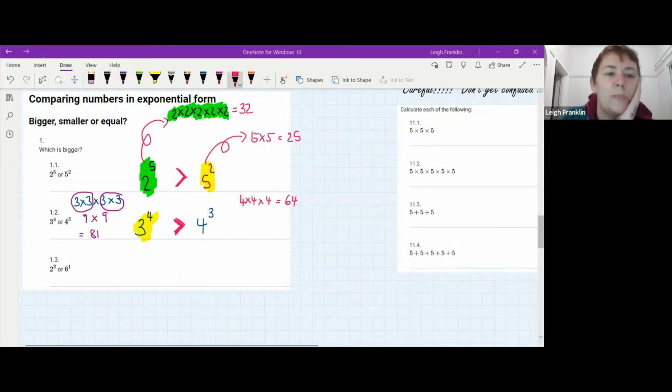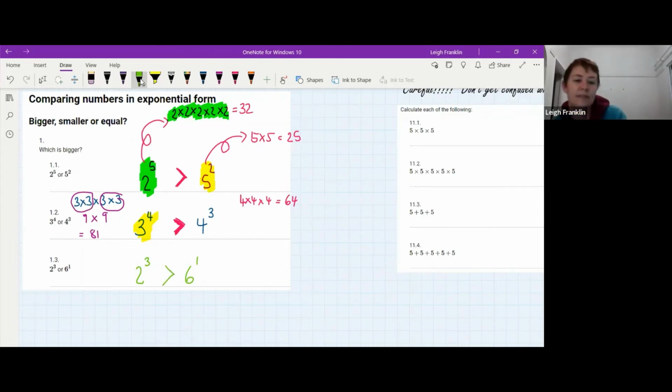Okay, what is 2 to the power of 3 equal to, Patson? 8. It is. Okay, so 2 to the power of 3 is 8, and 6 to the power of 1 is? 6. Okay, so 8 is bigger than 6. Absolutely.